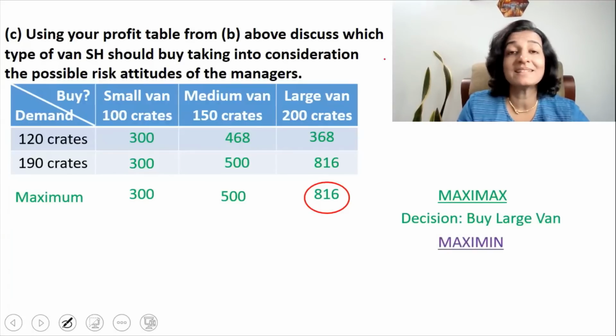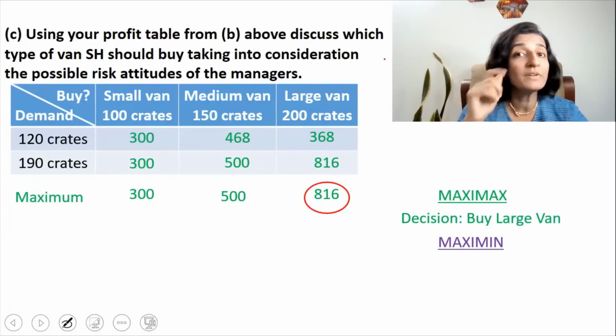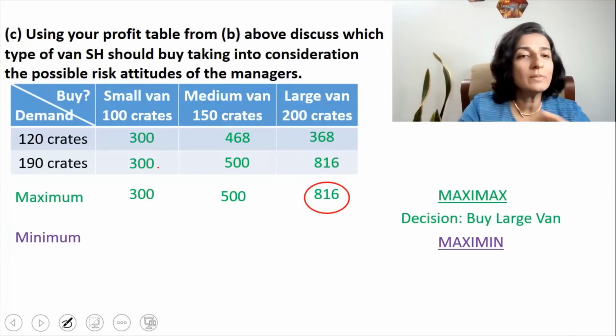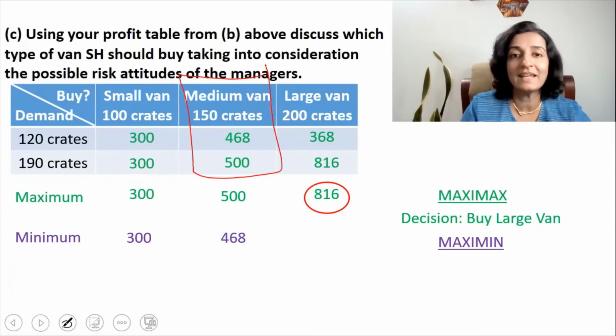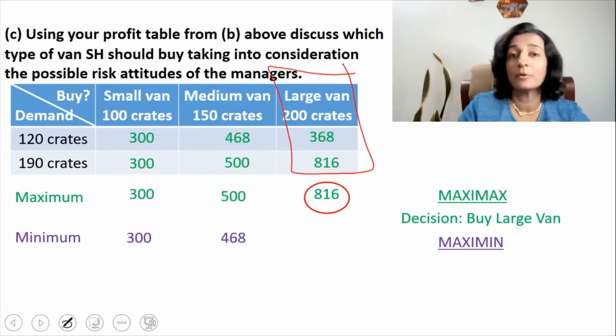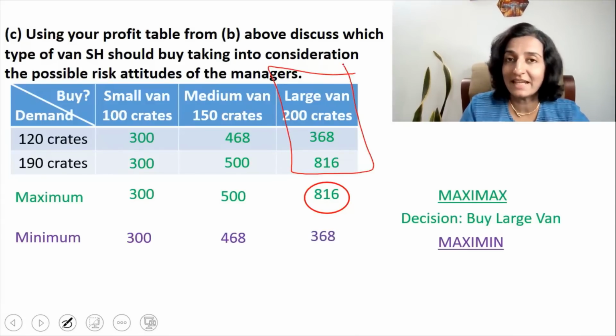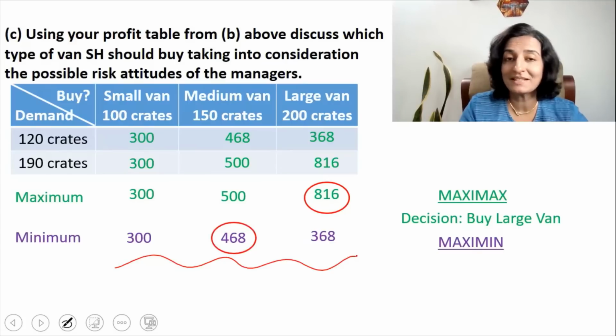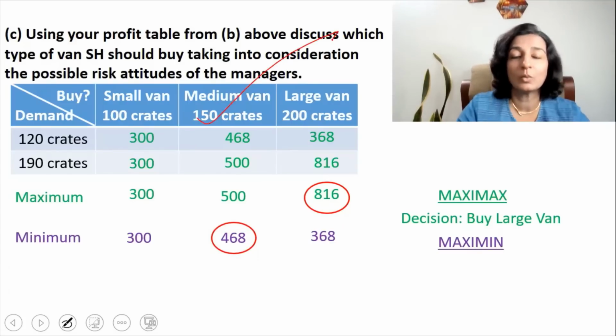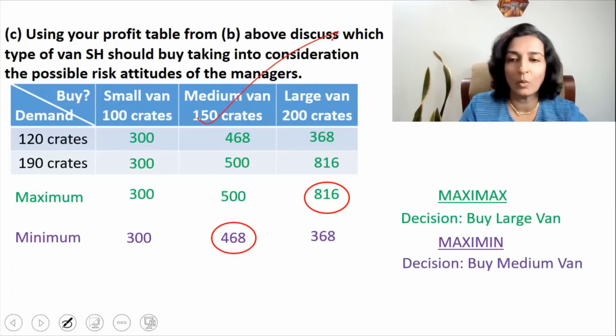Now coming to the Maxi-Min criterion. So in this case, we have to first select the minimum profits of each decision. So the minimum profit, if we decide to buy the small van, is $300. The minimum profit for the medium van is $468. And the minimum profit for the large van is $368. Out of the minimum profit, we have to select the maximum. So out of this, the maximum is $468. So the decision will be to buy the medium van. So that was Maxi-Max and Maxi-Min criterion.